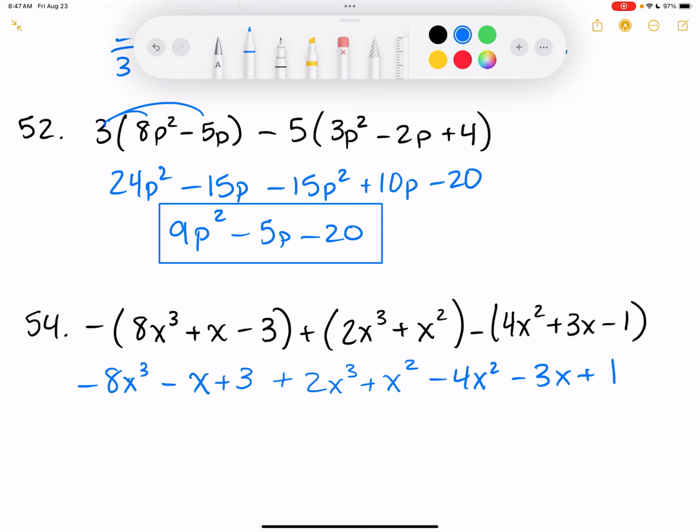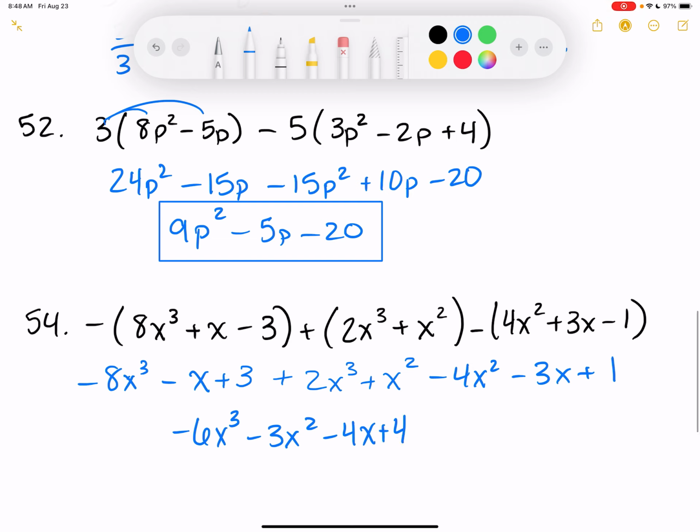So negative 8x cubed and a positive 2x cubed gives me a negative 6x cubed. So then squared terms, I have an x squared and a negative 4x squared, so that's a negative 3x squared. And then I've got a negative x and a negative 3x, so that's a negative 4x. And then 3 plus 1 is 4. So then this would be my final here for that one.